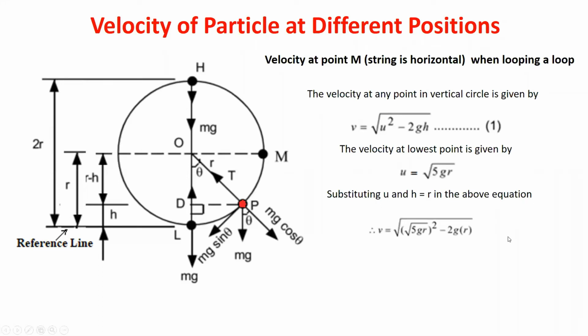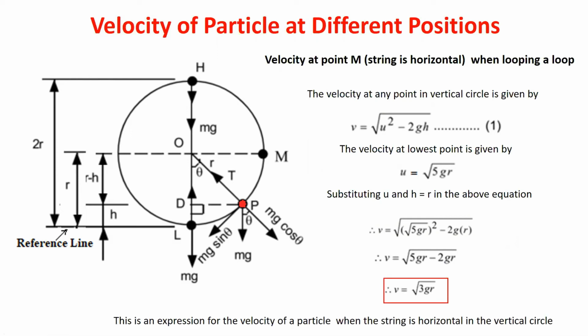Substituting these values in equation 1, v is equal to root of 5gr minus 2g into r. That will be equal to root of 5gr minus 2gr, that is equal to root 3gr. So velocity at point M when the string is horizontal is root 3gr.